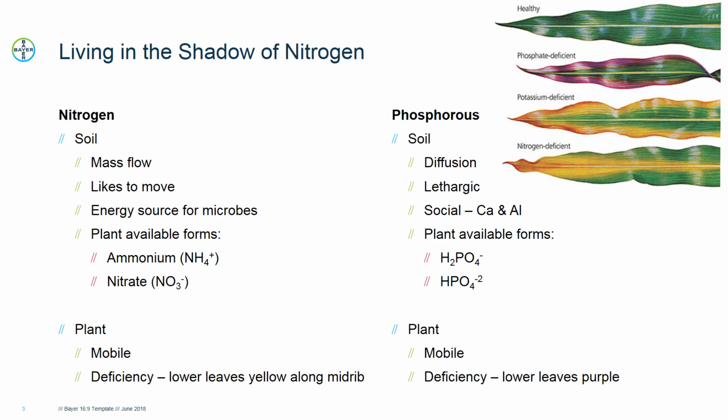In the plant, both nutrients are mobile. However, the deficiencies will manifest differently. Nitrogen deficiency will show up in the lower leaves along the midrib, and it will be yellow. Whereas phosphorus deficiency will show up in the lower leaves and will be along the leaf margins, and it will manifest as purple. An example of a healthy corn leaf, a phosphorus deficient corn leaf, and a nitrogen deficient corn leaf can be seen in the upper right hand corner.